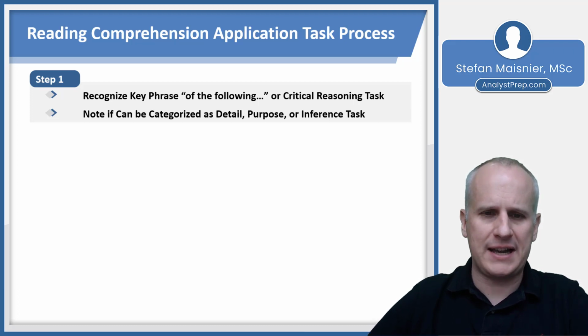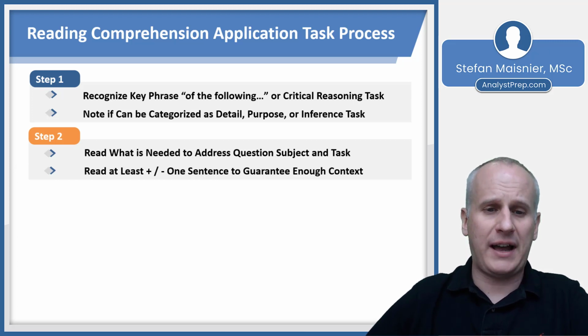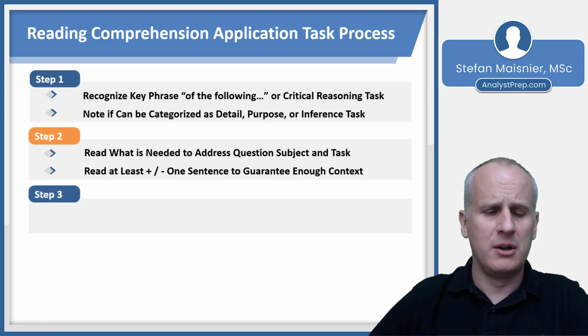an application task. Now, step two, as always, you want to read what is needed to address the question, subject, and task. For most application tasks, there is going to be a specific subject, and you'll have to read at least one sentence above and below to guarantee enough context. You may have to read a little bit more for the answer choices, in particular with the critical reasoning questions, because it may have been somewhere else, the information that truly is able to relate it to whatever argument or circumstance was being presented.